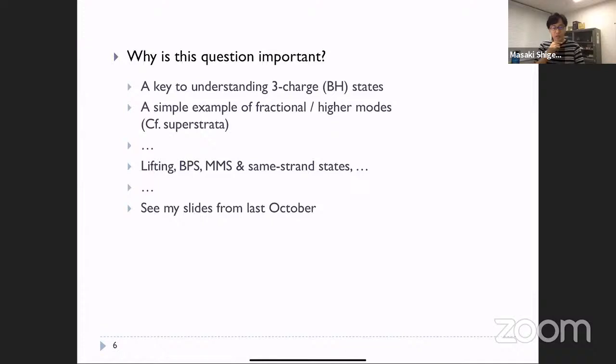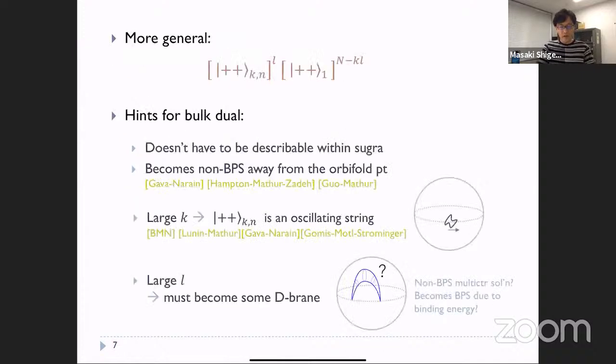So these are important. And there are many more things that I could say about the importance of this question, like lifting and BPS, non-BPS, and so on and so forth. But I don't really say it here because it's going to be too long. And if you're interested, you can see my slides from the last October meeting. But I do say something on this slide.